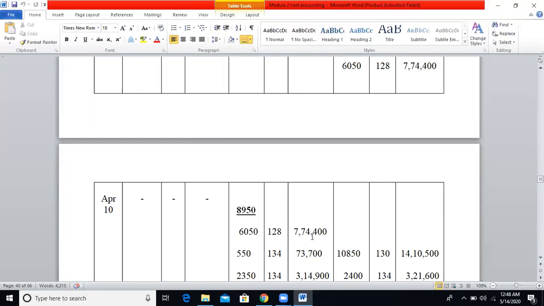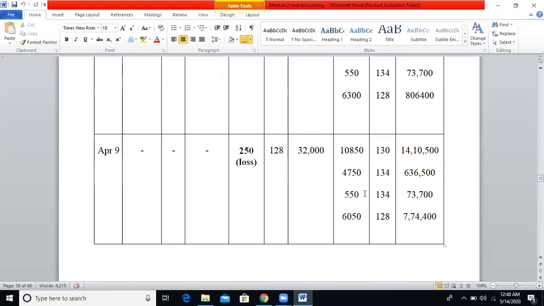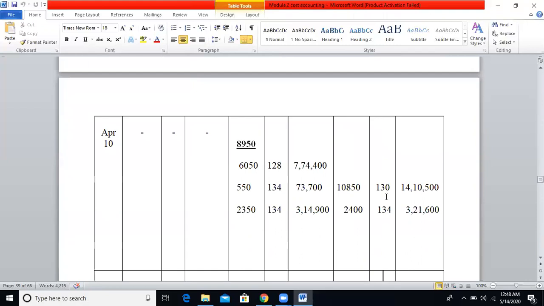7,74,400. Still, I want some more units to be issued. So I will move on to the next previous issue, that is return goods of 550 at the rate of 134. So next you will issue 550 units at the rate of 134. The total value will be 73,700. So now we have issued 6,050 plus 550. Out of 8,950, we have issued only 6,600. Still, I want 2,350 units.